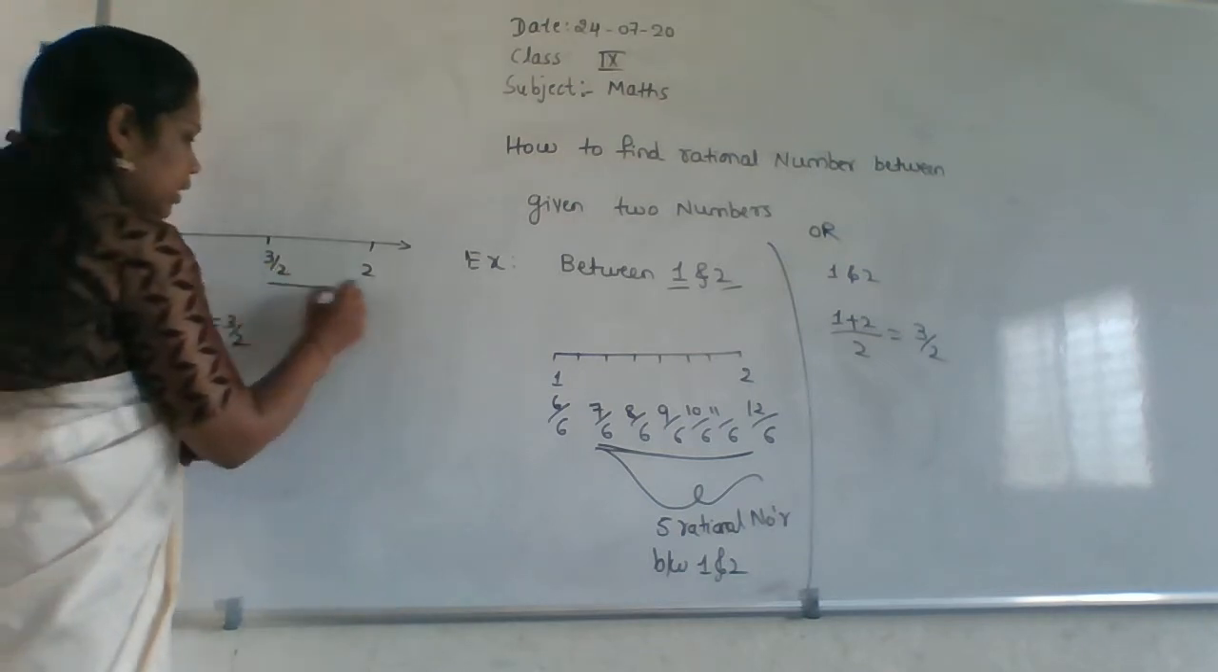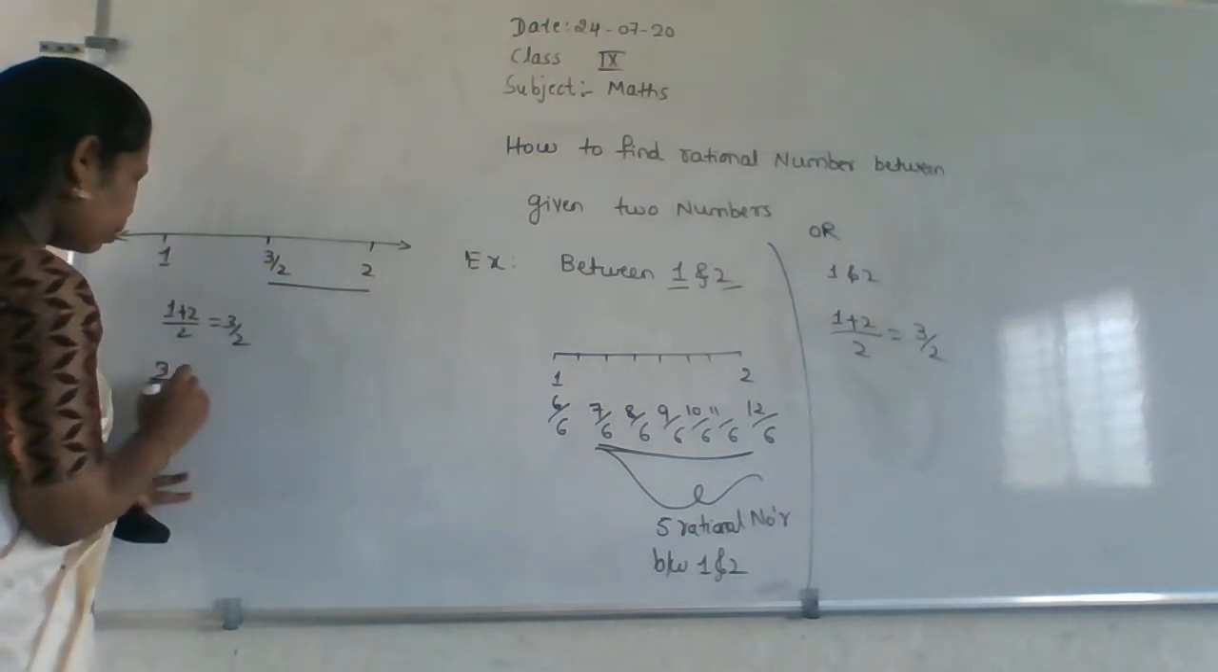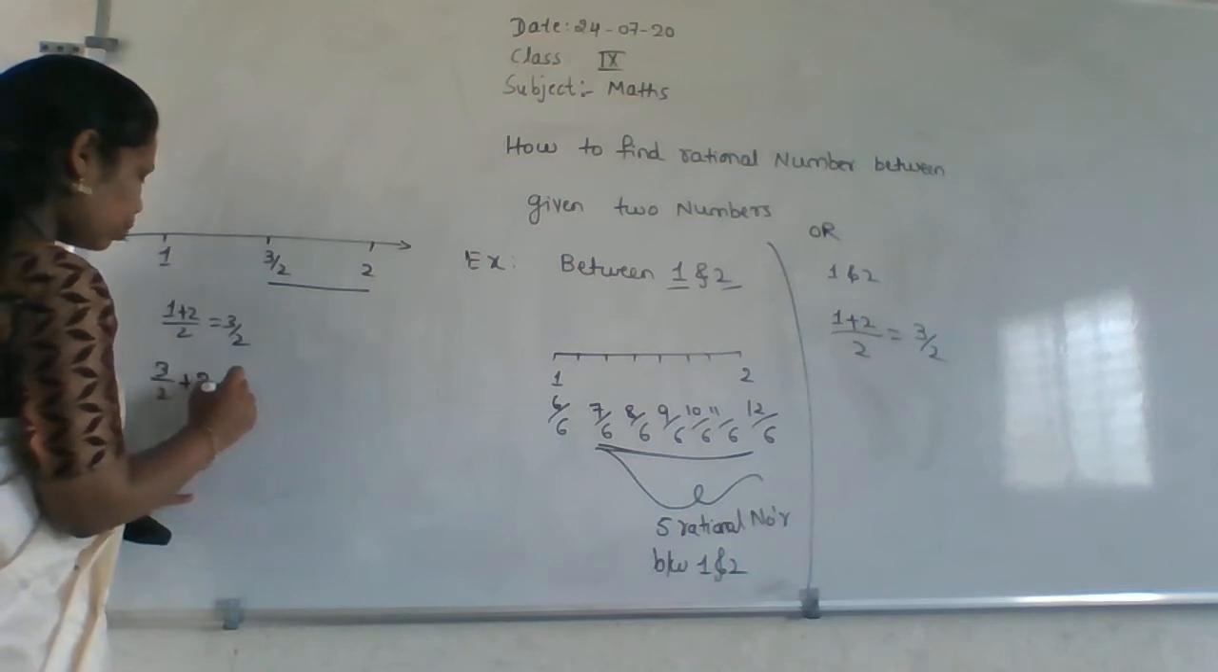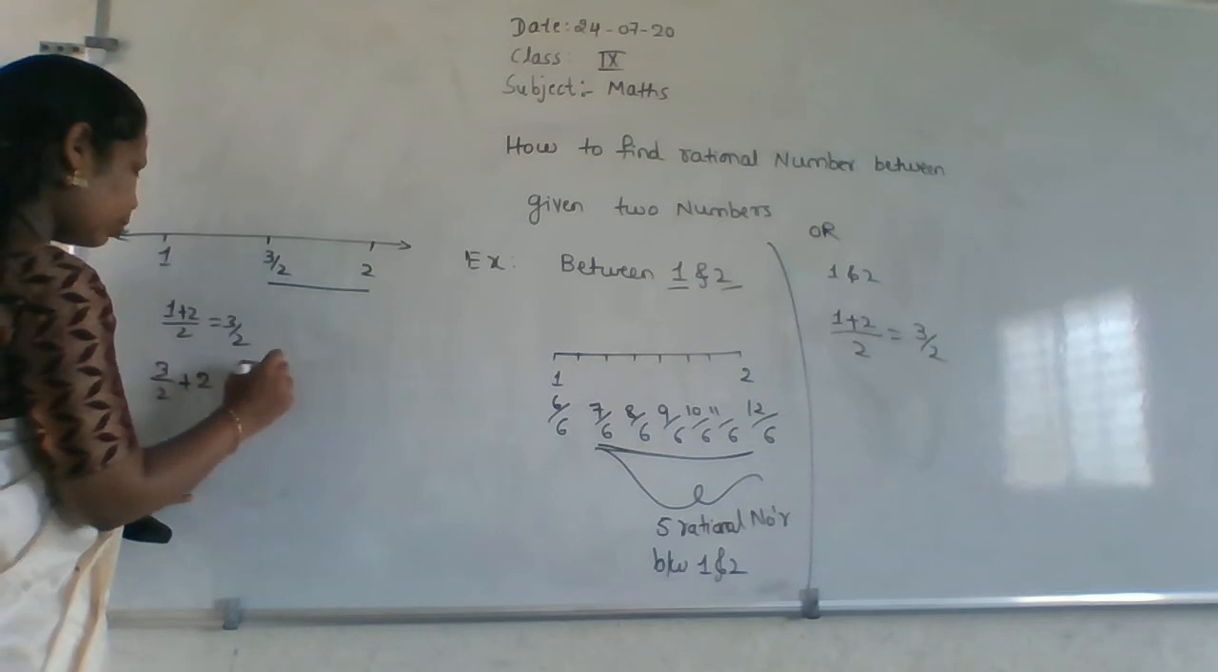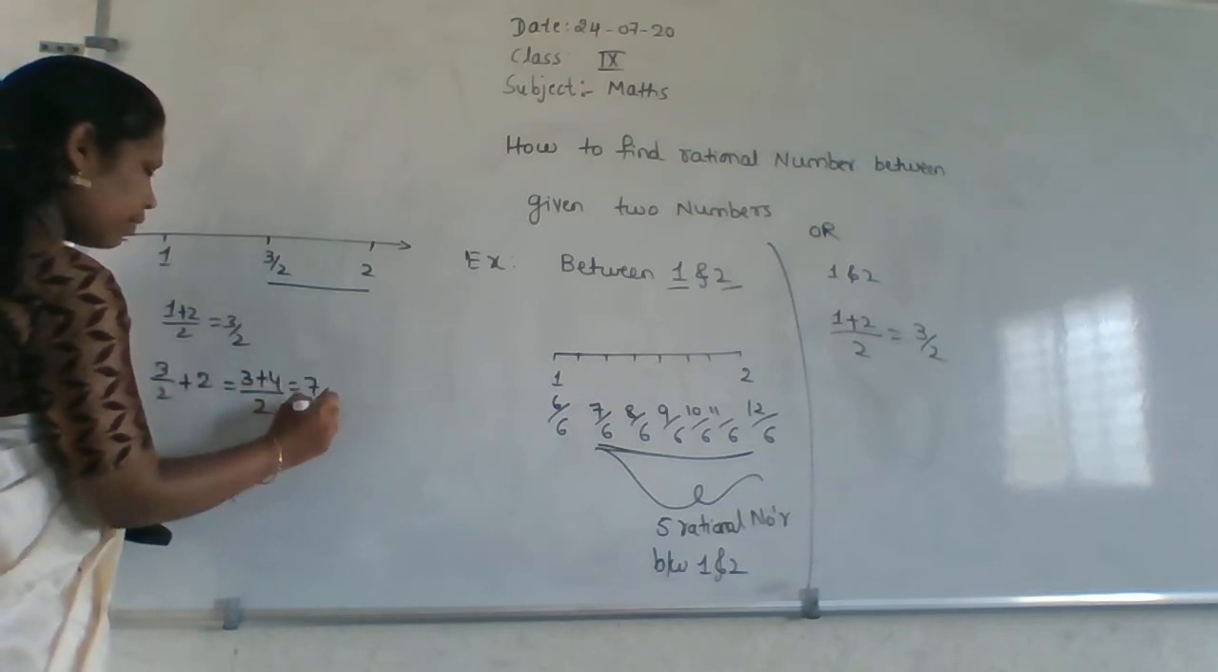Now take these two numbers, 3 by 2 plus 2 again. Here we have to take the LCM. It will be 3 plus 2 into 2, which is 4. That is 7 by 2.